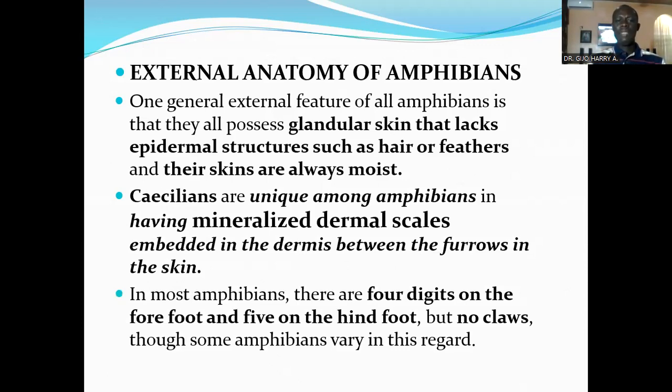In most amphibians, there are 4 digits on the forefoot and 5 on the hindfoot, but no claws, though some amphibians vary in this regard. So amphibians have 4-digit forelimbs and 5-digit hind limbs, but the toes do not have claws, unlike those of reptiles.